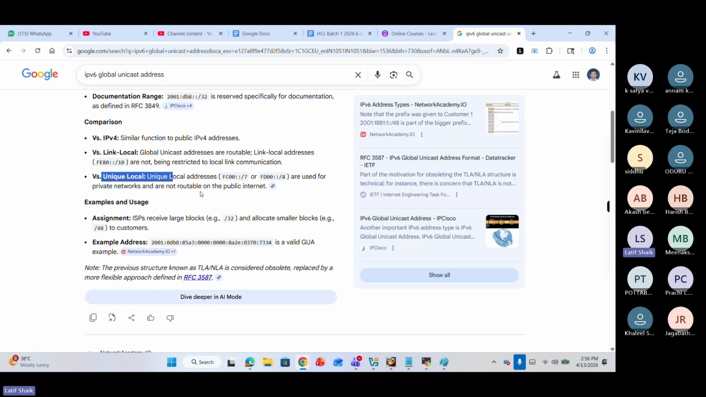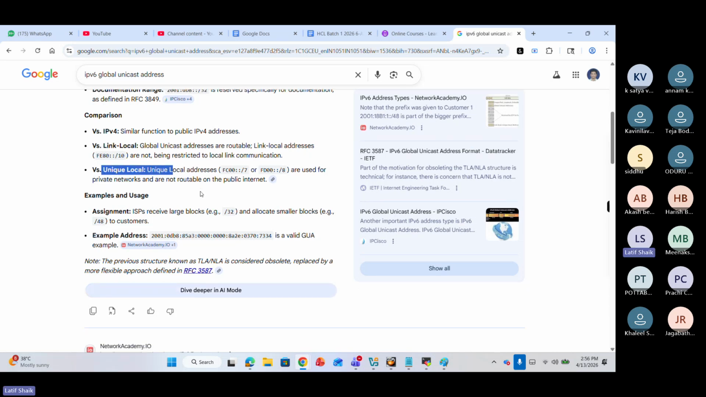Unique local means it's a private IP. I am searching for a structure.